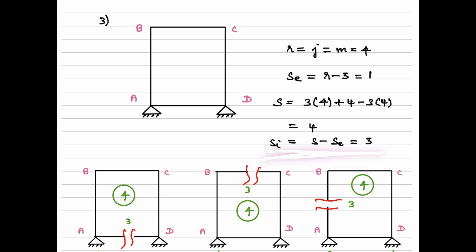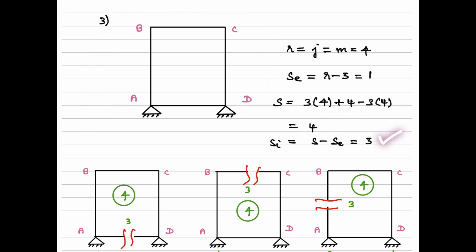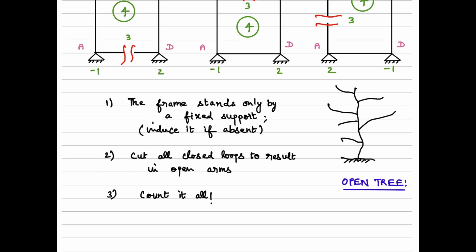That means maybe I will have to make a cut here. If I make such a cut, what it indicates is that there are 3 excessive internal stress resultants which can't be determined using just the equations of equilibrium. Okay. But I have one more method to demonstrate the same, that is to determine that S equals 4, SE equals 1, SI equals 3. The method is called the method of open tree.